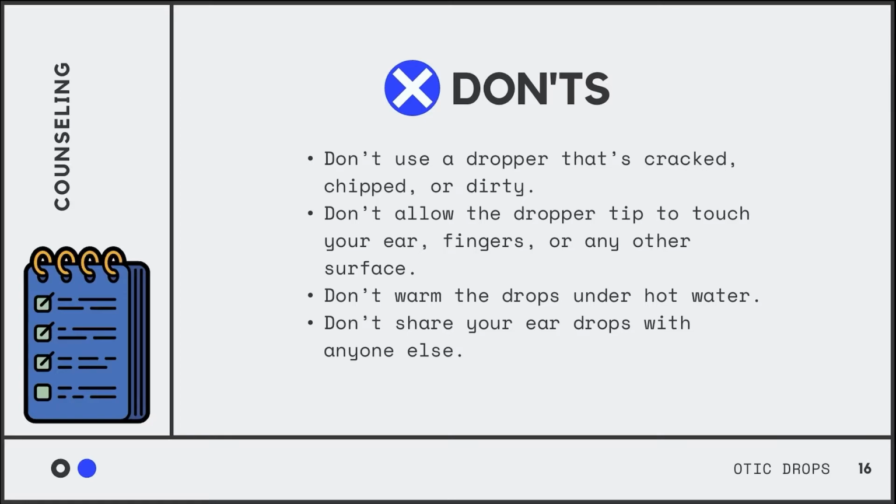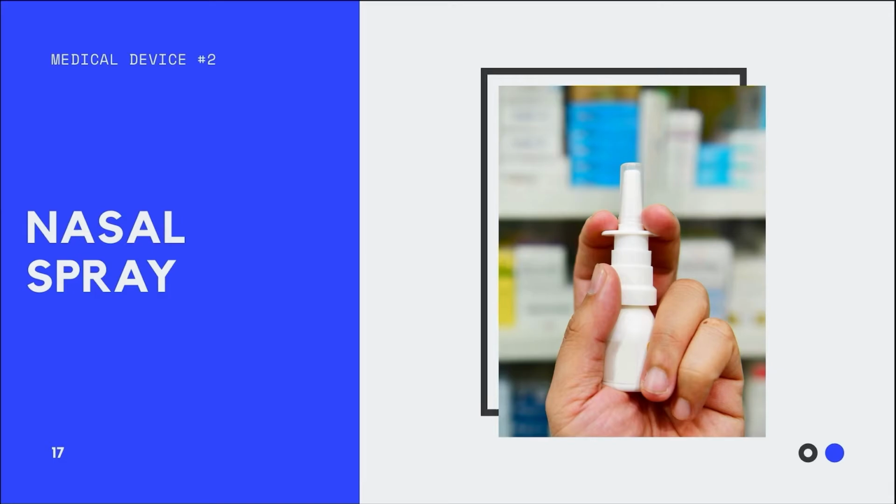Additionally, eardrops may introduce a burn-like feeling or stings when applied. This isn't harmful and most of the time is not a cause of concern. However, if discomfort persists for 10 to 15 minutes, call your doctor. Now let's move on to the nasal spray.